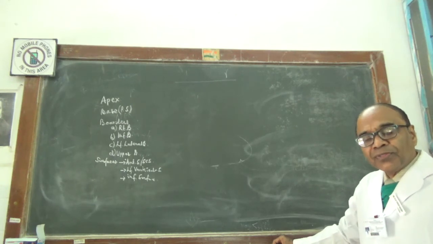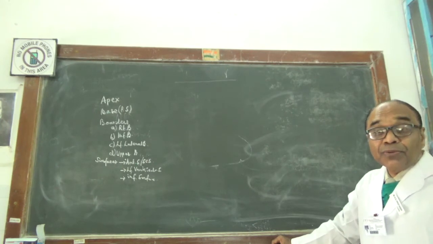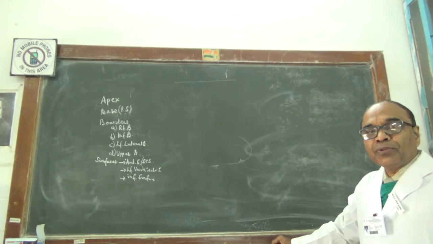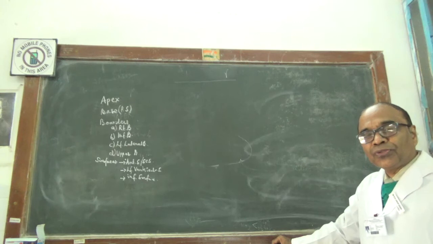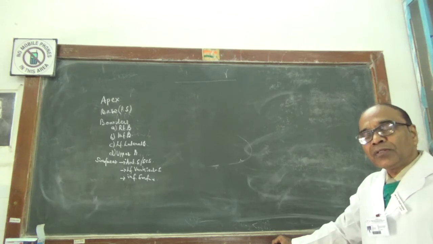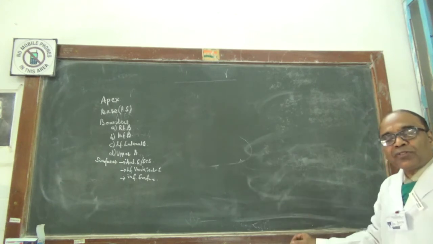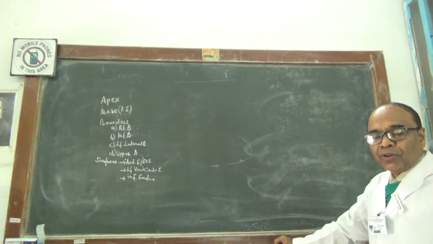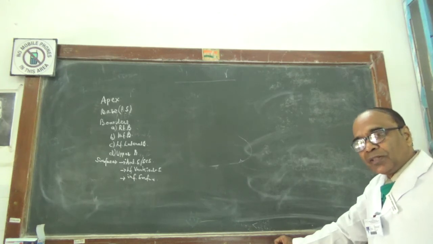All these parts of the heart are covered by the pericardium, which is a fibroserous sac, conical in shape, the apex of which, that is of the pericardium, is directed upwards and the base is down, while the reverse is true for the heart in general. The apex is directed downwards, forwards and towards the left, and the base is directed upwards, backwards and towards the right. So like that.